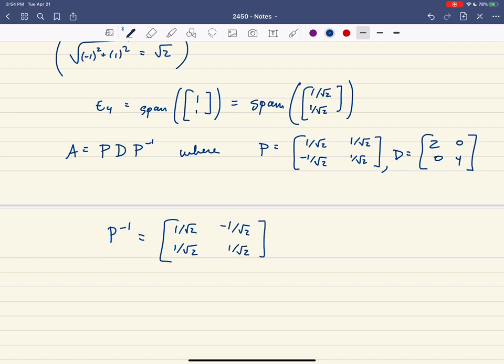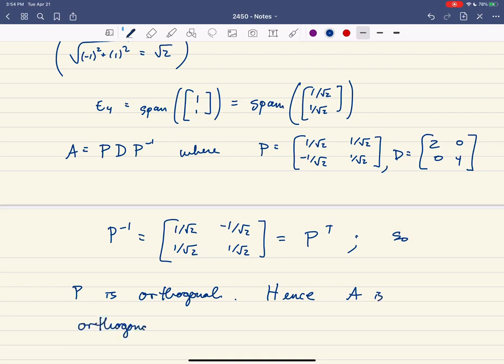And you can check that. So therefore, A is orthogonally diagonalizable because this is nothing more than P transpose. Right? So P is orthogonal, and hence A is orthogonally diagonalizable.